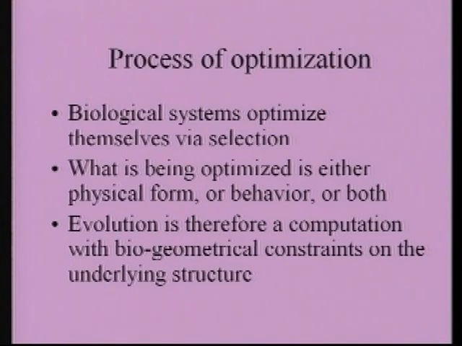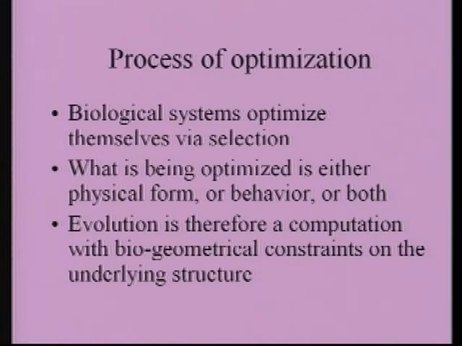What is being optimized is either the physical form of the organism or the behavior of the organism, or both, because physical form and behavior are not independent. They are dependent, and sometimes particular behavior depends upon a biological structure for that organism which is evolved.